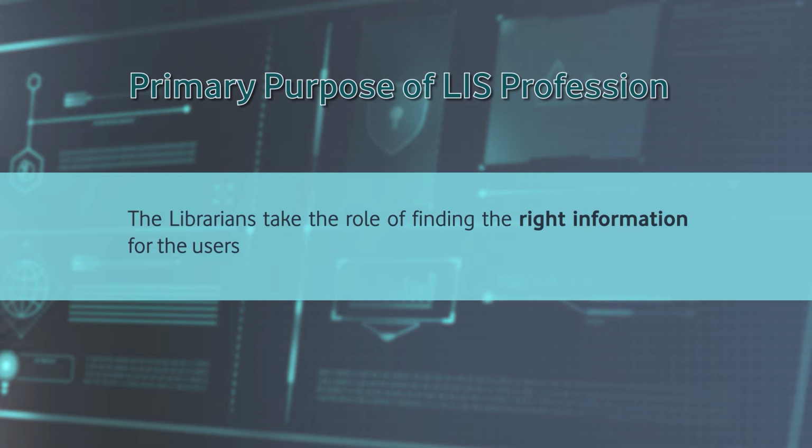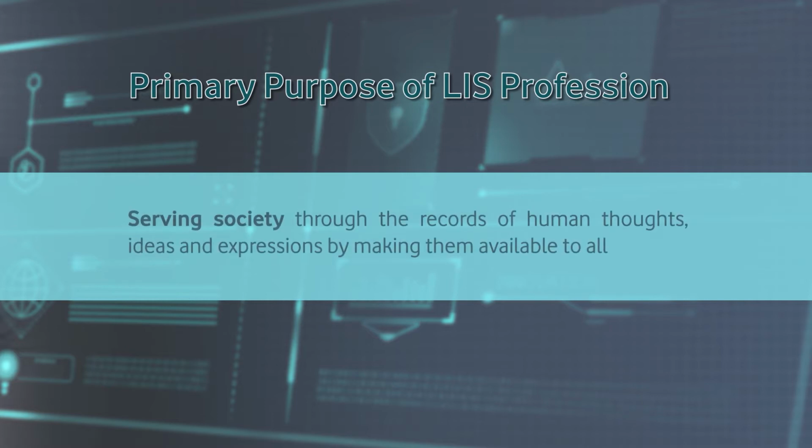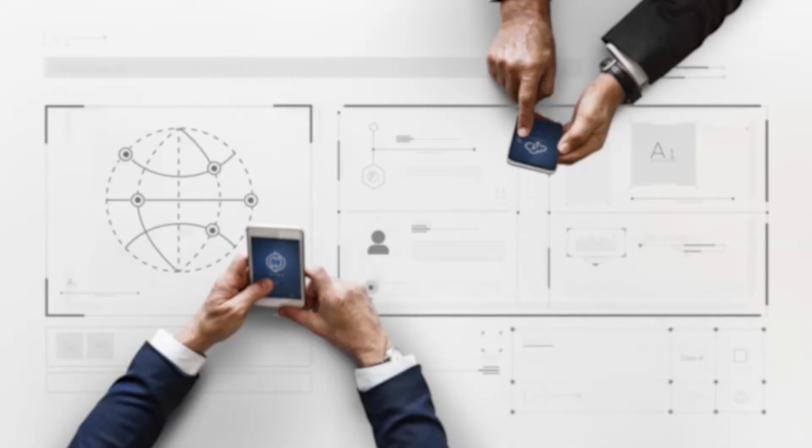And the librarians take the role of finding the right information for the users and serving society through the records of human thoughts, ideas, and expressions by making them available to all. So these are the main primary purposes of the library and information science profession. One is access to information. Second is to provide unbiased information. The third one is finding the right information for the users. And the fourth one is serving society through the records.